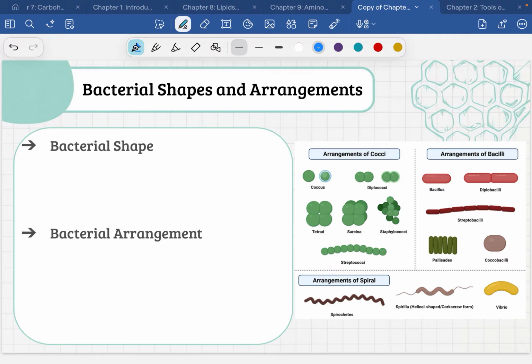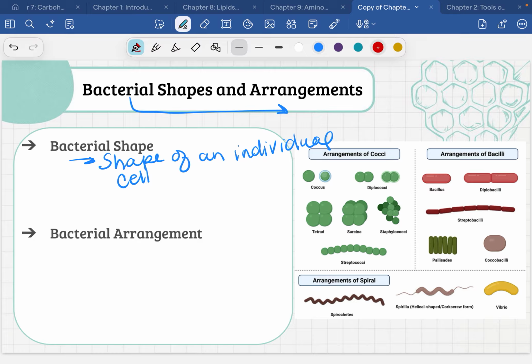Okay, so bacterial shape: it's the shape of an individual cell. Okay, and we have specific words for specific shapes, which I'm going to go over in just a second. Another thing that's really important to note at this point is that all bacteria are unicellular.